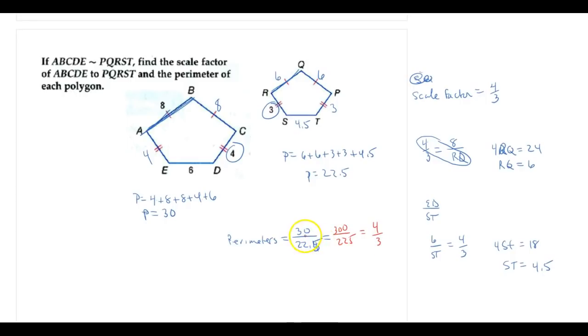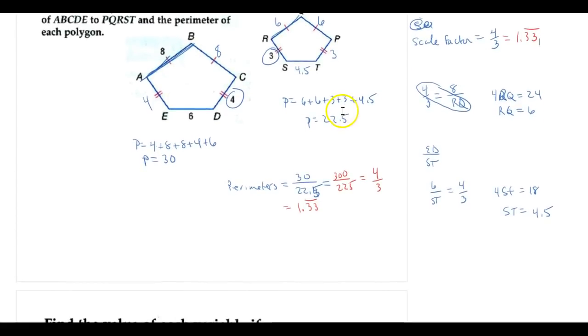Me personally, what I like to do is go ahead and take this and write the decimal. The decimal would be 1.33 repeating. What is 4 divided by 3 going to be? 1.33 repeating. So right away, you will notice that the ratio of the sides is the same as the ratio of the perimeters.